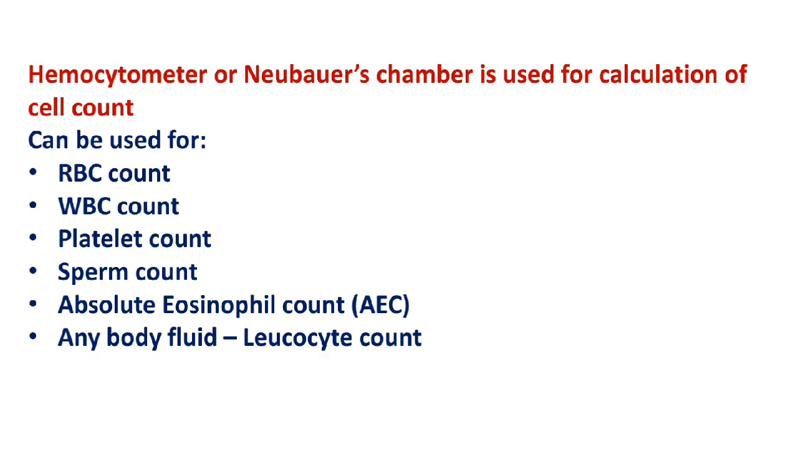So Neubauer's chamber, or hemocytometer, is used to calculate blood counts like RBC count, WBC count, platelet count, or any cell count involving any body fluid, like sperm count or other body fluid leukocyte count. Neubauer's chamber has a known and fixed volume with markings, which helps to calculate cell count in an unknown sample.